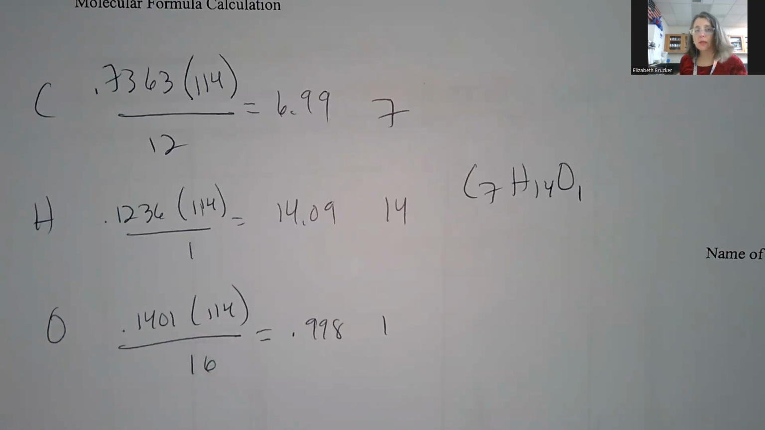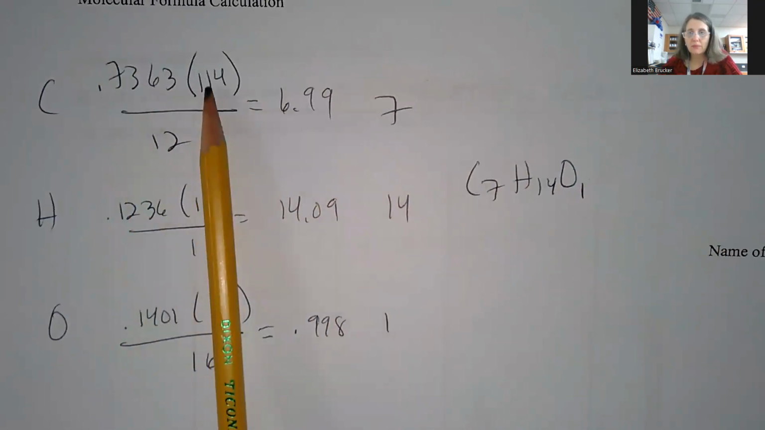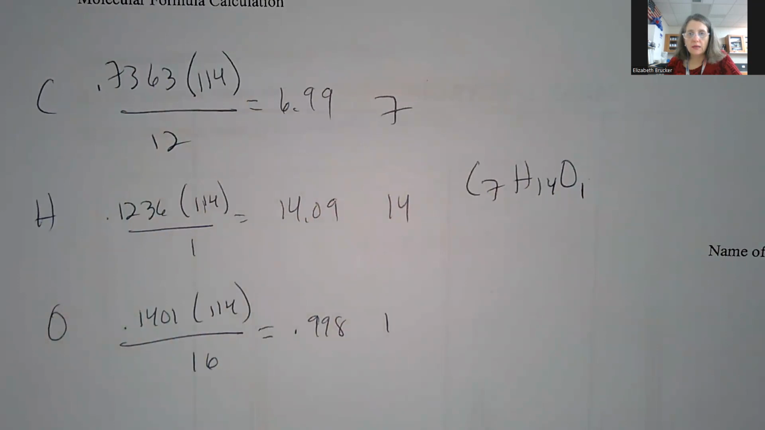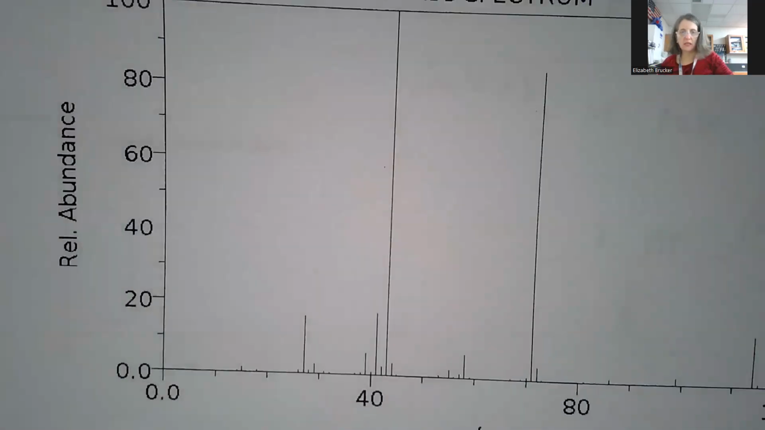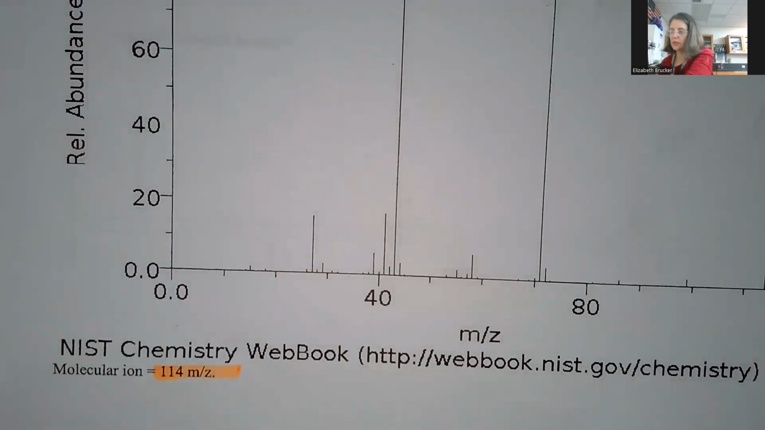Okay, so for problem number 2, again, I'm using the same method as I did with 1. I'm taking the percentage, multiplying it by the overall molar mass peak, and dividing it by their respective molar masses. So when I do that, I get C7H14O. Okay, so 1 oxygen. Again, sorry, there's so many pieces of paper. But this is your molar mass peak of 114.